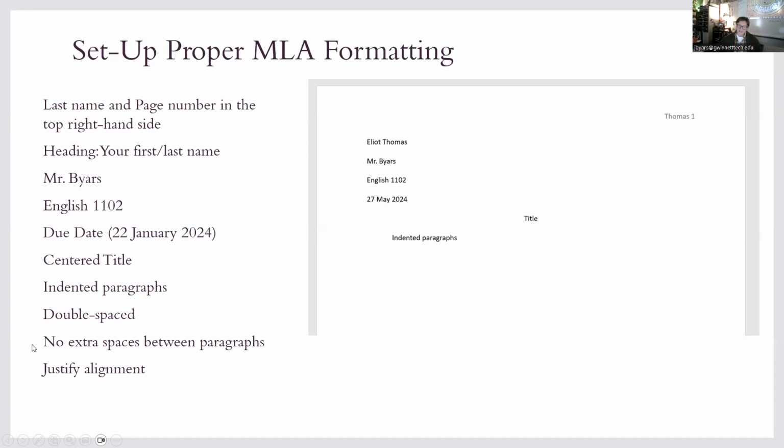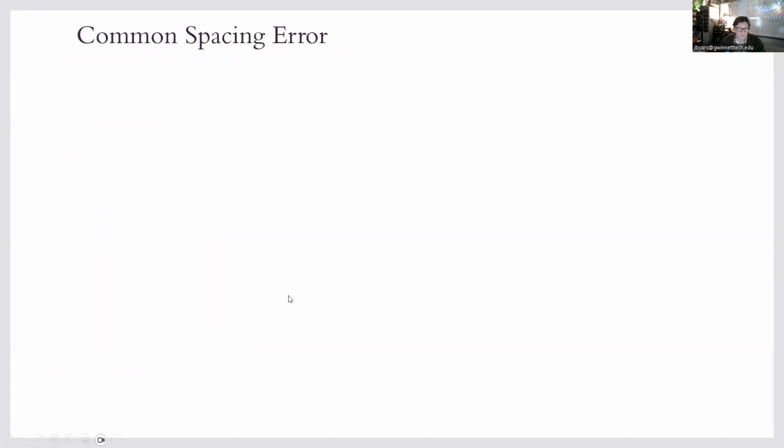And now this is a buyer's best practice. Technically speaking, your essay doesn't have to be aligned to justify. It can be just aligned left, which is the standard. I think aligned to justify is much better. It makes the paper look much more professional. And so I can show you how to do that in a moment also.